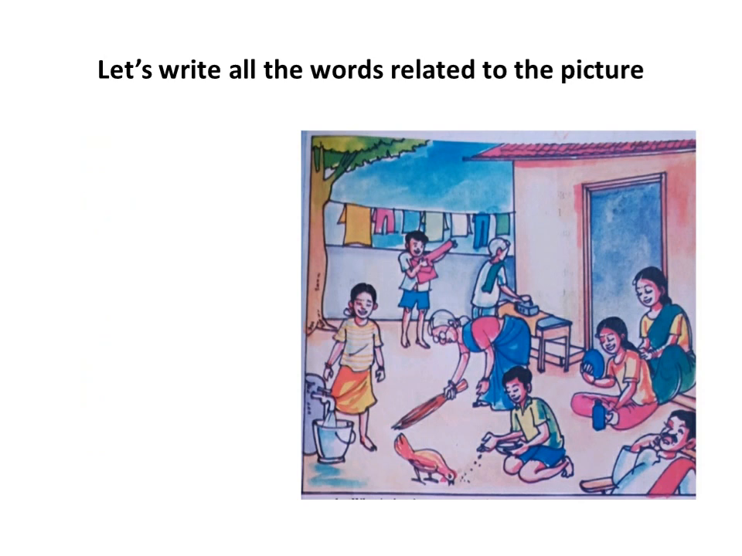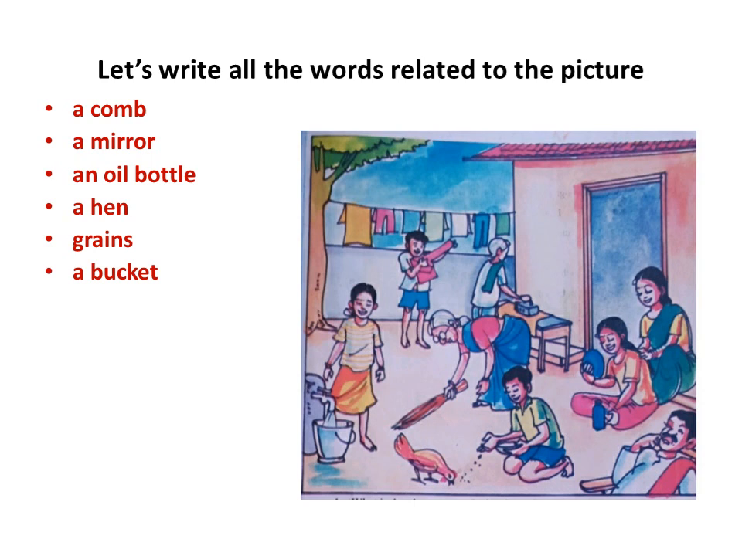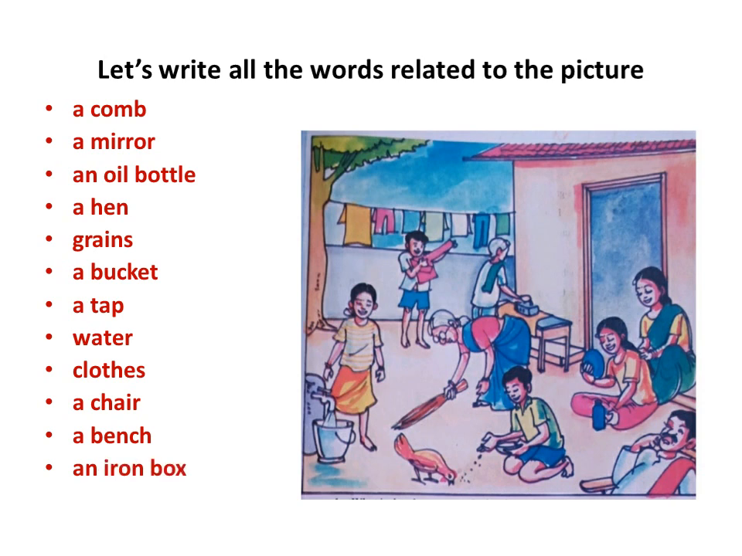A few more words. A comb, a mirror. An oil bottle, a hen, grains, a bucket, a tap, water, clothes, a chair, a bench, an iron box.